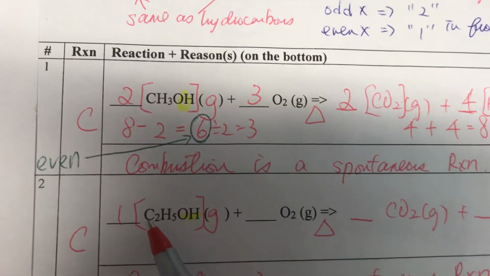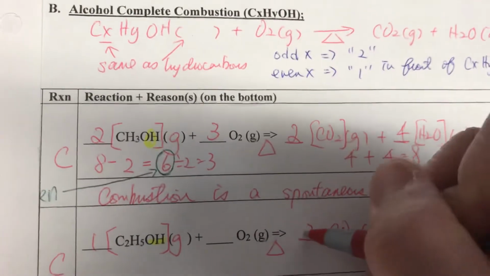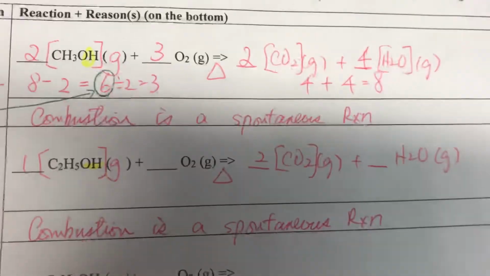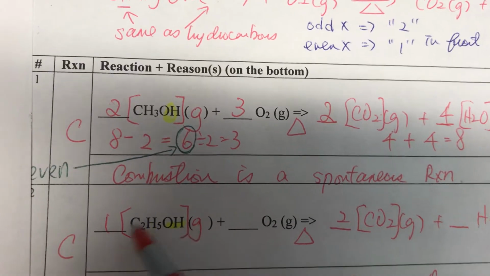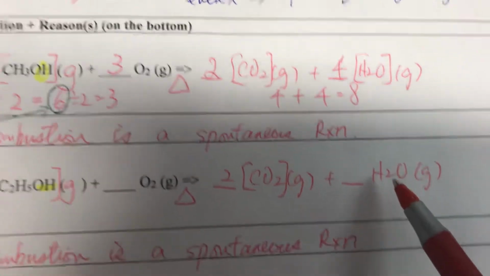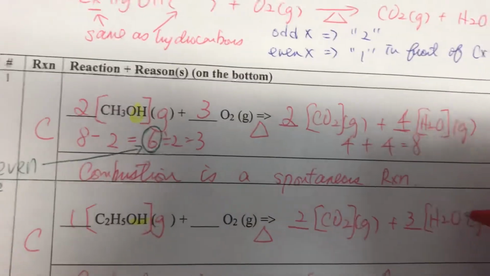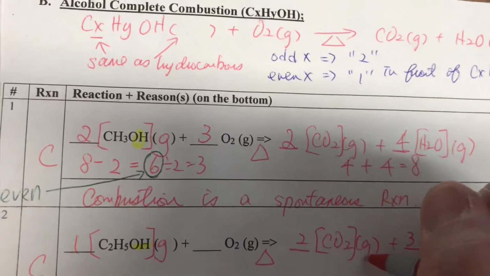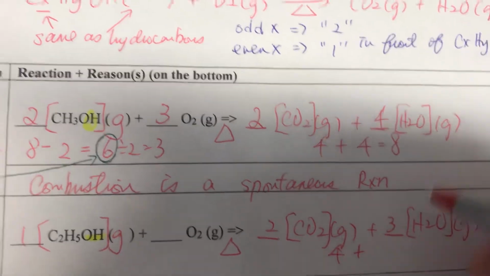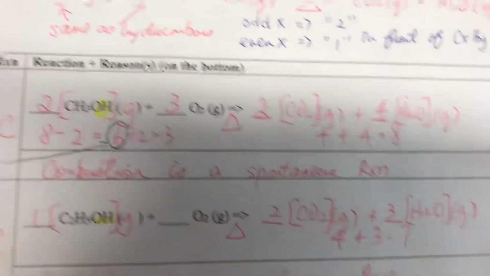So then here, my carbon will be 2. So I put 2 in front of CO2. And hydrogen, 5 plus 1 is 6, okay? So 6 hydrogen. Here I got 2, so I put 3 in front with the bracket. Okay. Now oxygen, 2 times 2 is 4. 4 plus 3 is 7.